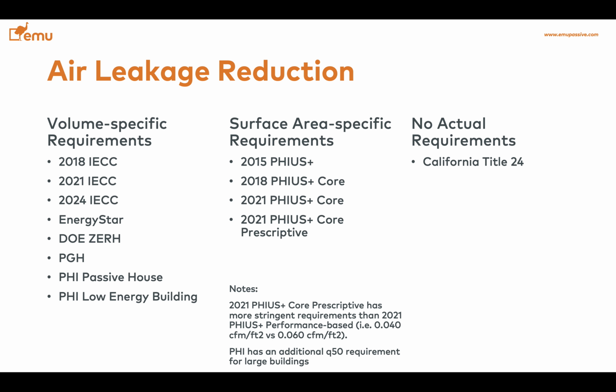There's no actual requirements for California Title 24. What we used in the study, an ACH 50 of 4.4, was actually derived by the value set as default in the compliance software. But the standard itself does not put a cap on the air leakage that the building has.